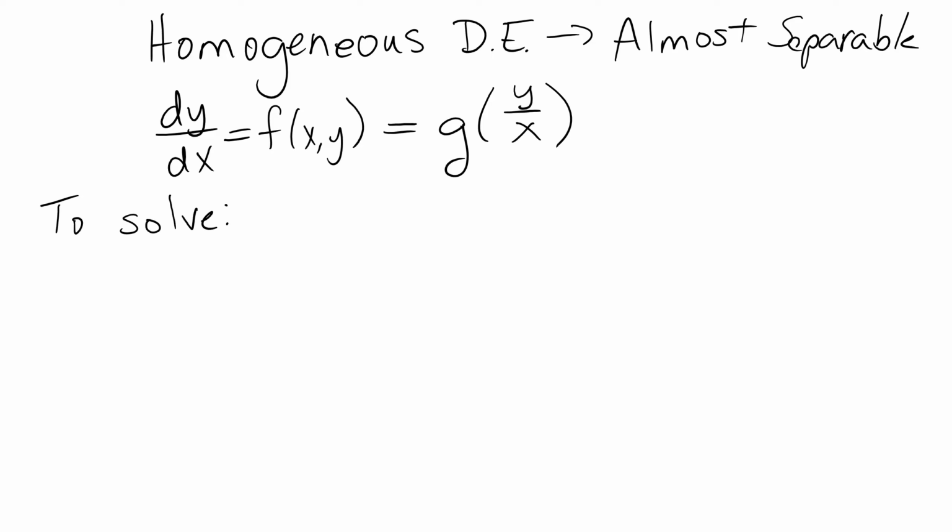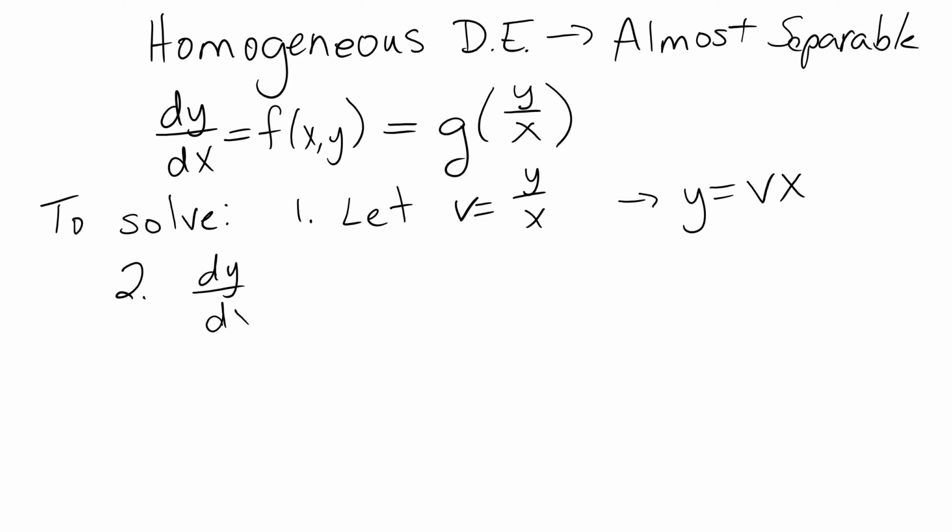Now to solve, well, I need a substitution. So I'm going to let v equal that y over x, or y equals v times x. Taking the derivative, dy over dx now equals, well, v is a function of x, so I've got a product rule. So derivative of the first with respect to x times the second left alone, plus the first times the derivative of the second.